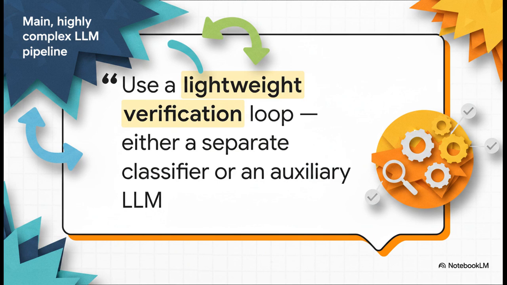And if you're sitting there wondering, well, how do I actually build that harsh grader technically? The source gives us this brilliant, specific recommendation. Use a lightweight verification loop, either a separate classifier or an auxiliary LLM. This is such a smart strategy, because instead of relying on your main, highly complex LLM to police itself, you just deploy a smaller, separate AI model, an auxiliary LLM whose only job is to act as that verification loop. It does all the heavy lifting of fact-checking securely and efficiently, which keeps your main pipeline running completely smoothly.